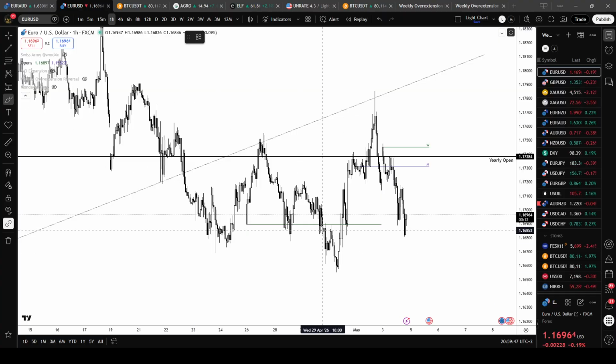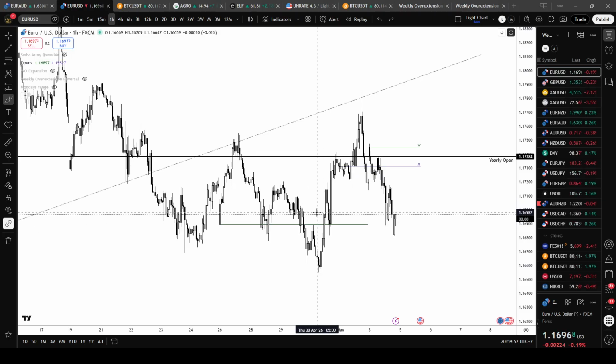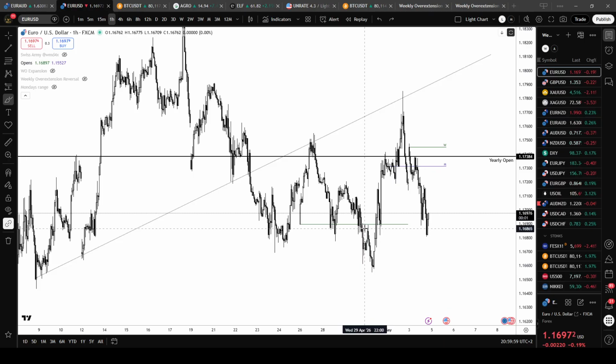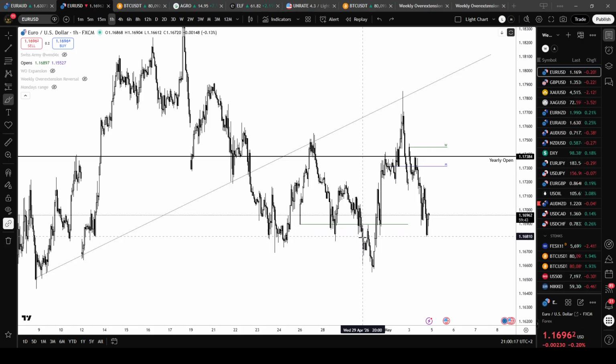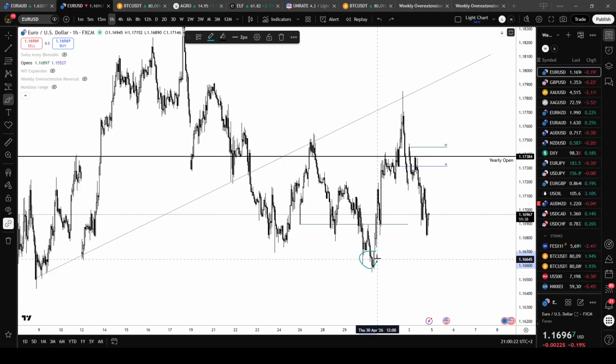So here we got an H4 close. What I did was come in short here with a limit at the weekly open, and once we got the move lower, I said, well, okay, you really shouldn't retest the weekly open. This one here just came a bit short. It would have taken me out at break even, because I moved my stops to break even once price moved lower.